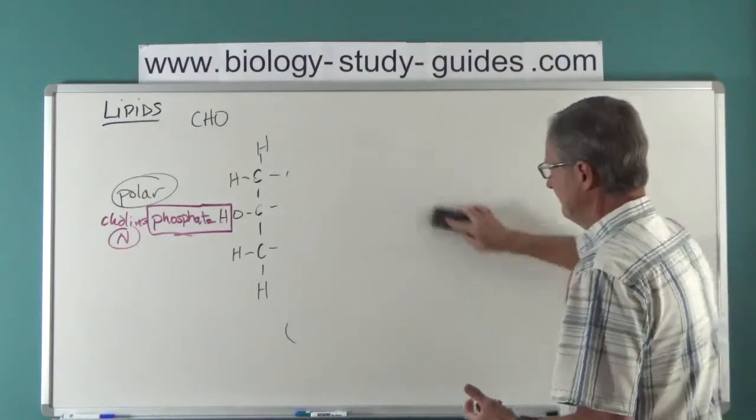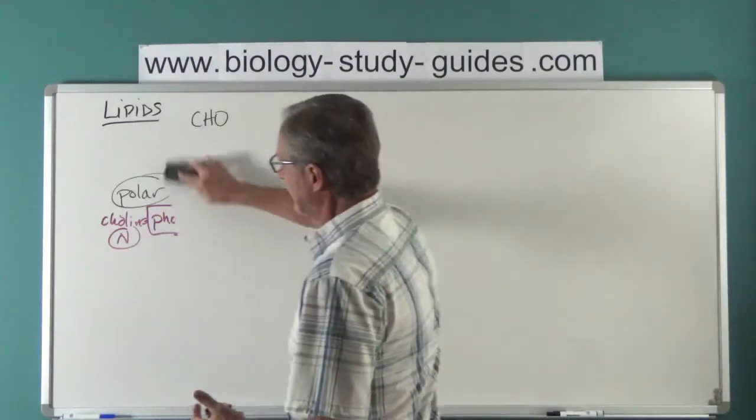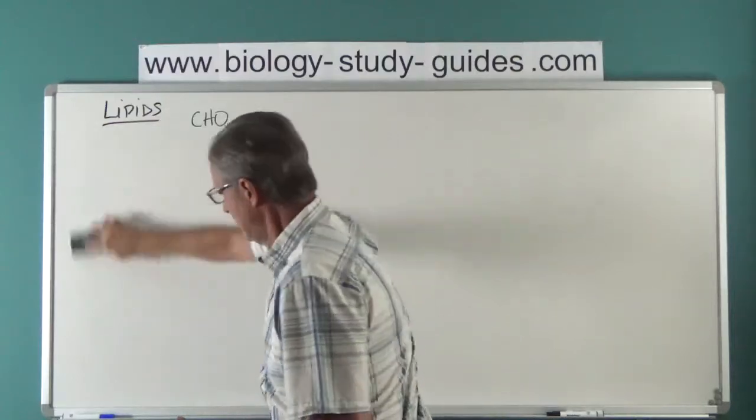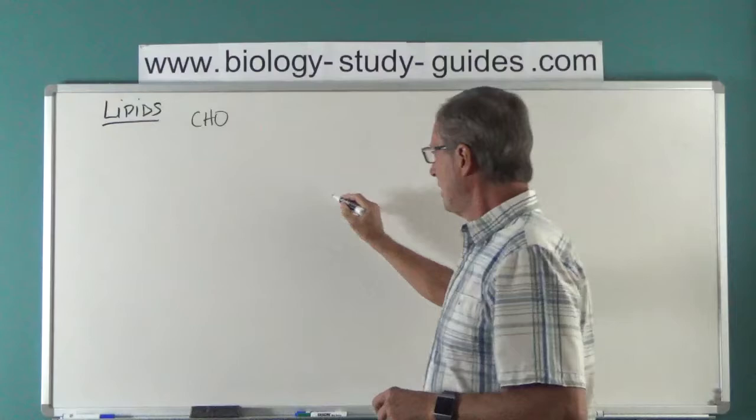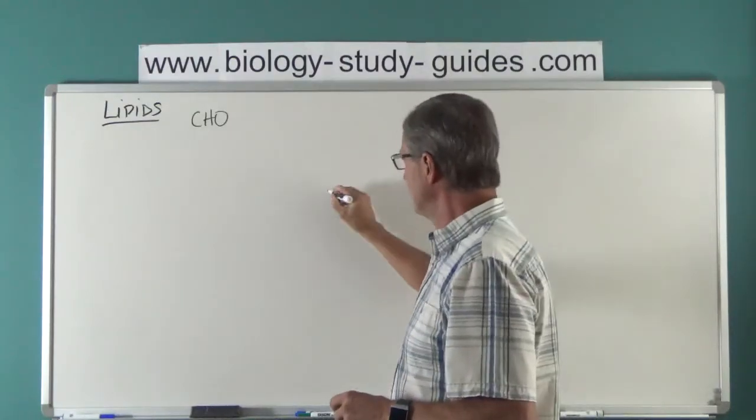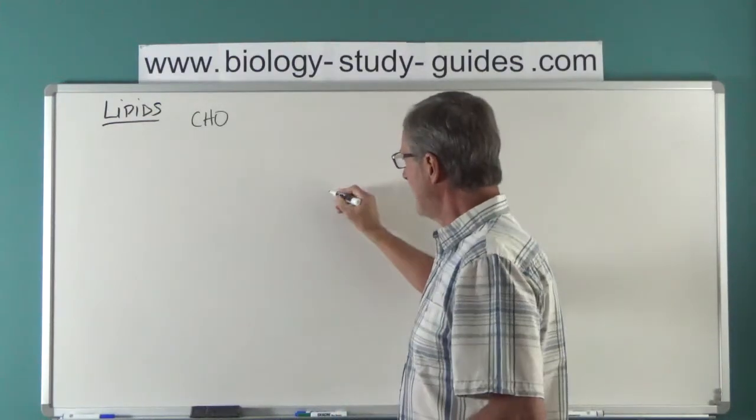The last one, the most complicated one, are steroid hormones. Things like estrogen and progesterone and testosterone are steroid hormones. And these things are non-polar, they're lipids, and they all share a common structure.